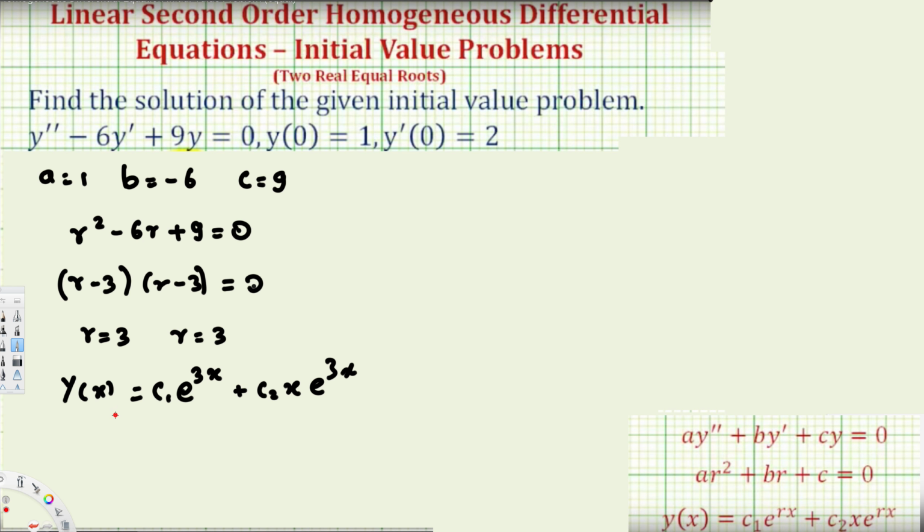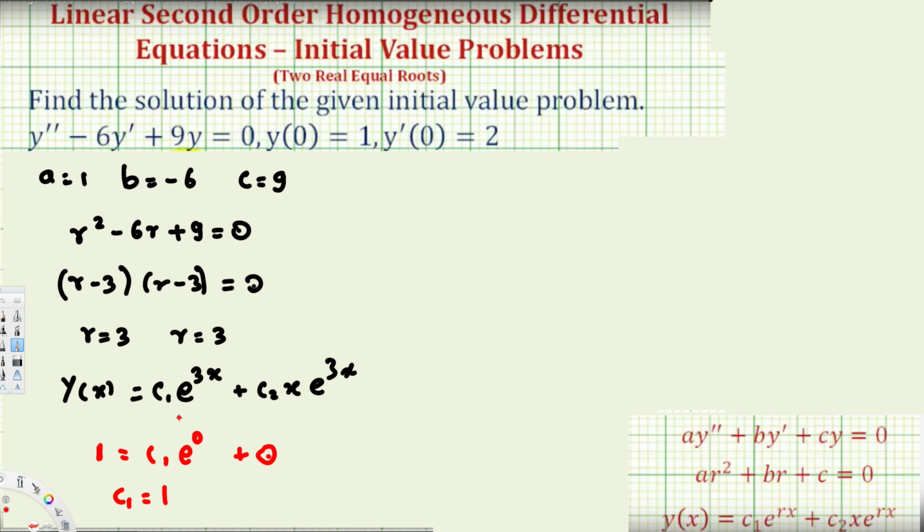Now if we plug 0 for these x values, and we know that y of 0 is equal to 1, 1 is equal to c1 e^0, and this one is going to be 0 because we are multiplying x by this, and if we plug 0 for x, this whole thing is going to be 0. Therefore we know that c1 is equal to 1. Now we found c1. Now we have to figure out what c2 is.